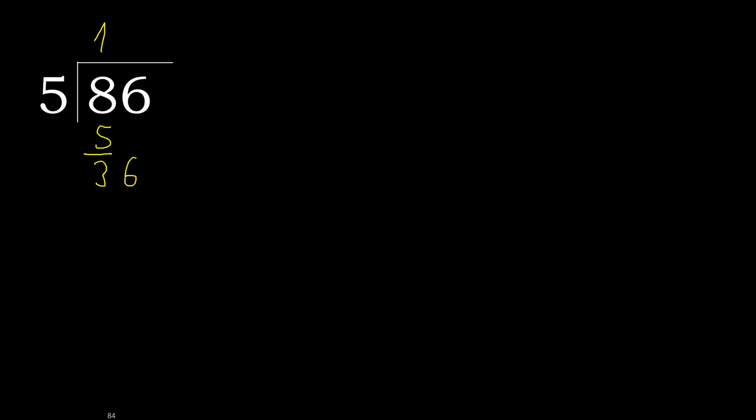36. 5 multiplied by 7 is 35, okay. 5 multiplied by 8 is 40, is greater, therefore 7. 5 multiplied by 7, 35. 36 minus 35 is 1, next. That is not a number, therefore complete.